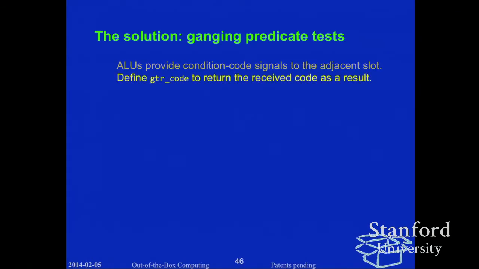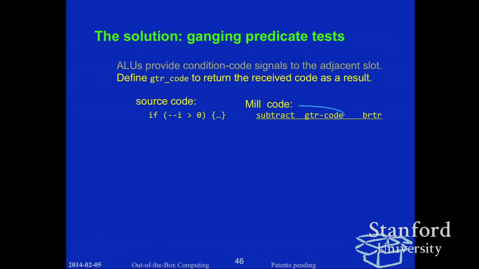Then we define one operation, greater code, which reads the greater bit and returns it as a bool. This is our source code. That is our mill code. The underscore means it's all one instruction.